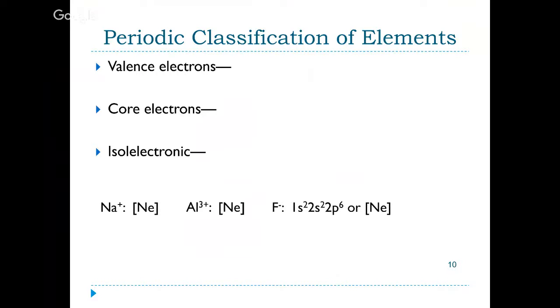Aluminum loses 3, it starts with 13, so now it has 10. Fluorine starts with 9, it accepts 1, so now it has 10. Oxygen accepts 2, it had 8, now it has 10. Nitrogen accepts 3, it started with 7, so it has 10. So all of these atoms are considered to be isoelectronic. Na+, Al3+, F-, O2-, N3-, and neon are isoelectronic, iso meaning the same.